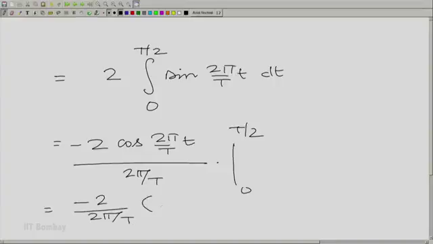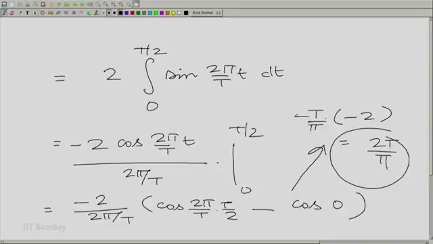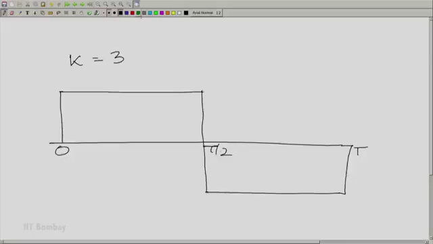That is minus 2 by 2 pi by T. Of course, cos(2 pi by T times T by 2) minus cos of 0, and that gives us minus T by pi times minus 2, that is easy to evaluate, and therefore that is minus 2T by pi. So, this is the component for k equal to 1. Now, let me draw for k equal to 3 and you will see the pattern. So, let me first show you the sketch.